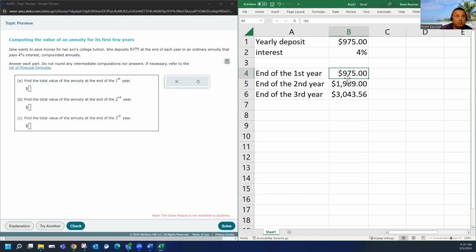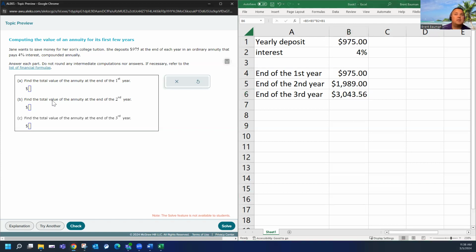At the first year, we just had that end of the first year, we just made the deposit of $975. But in the second year, now we're going to start earning some interest because we had that $975 sitting there for the whole year. So you get to earn that 4%. And then same idea for the third year. Now we had this balance of $1,989 sitting there for a whole year. So it gets that 4% and then your new deposit.